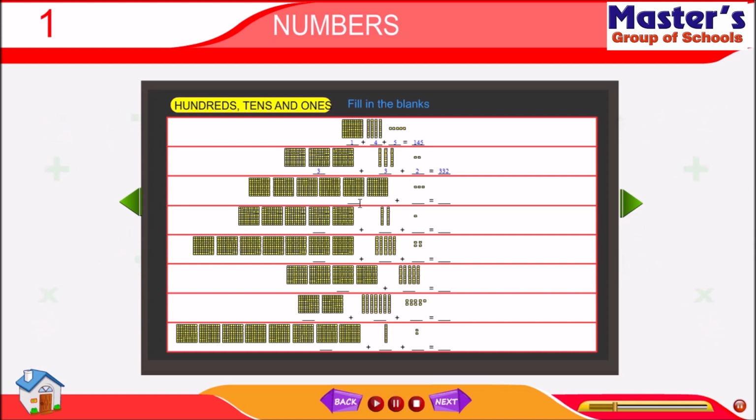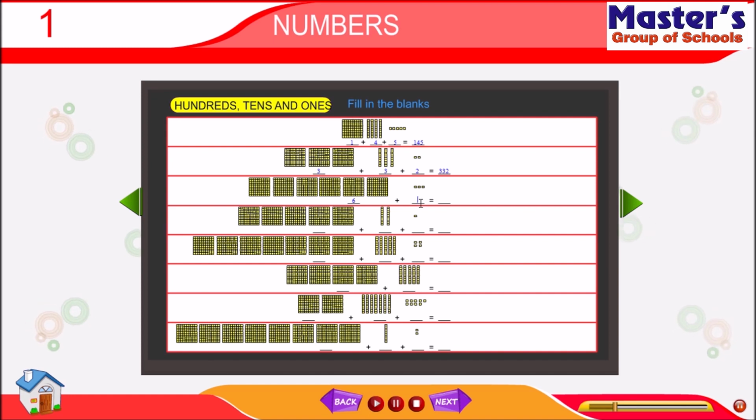So in the similar way, see the third problem. So there are given 6 sheets. So each sheet represents 100. There are 6 sheets. So it becomes 6 hundreds. So write 6 in hundreds place. And there are no strips. That means there are no tens. That means in tens place there is 0.